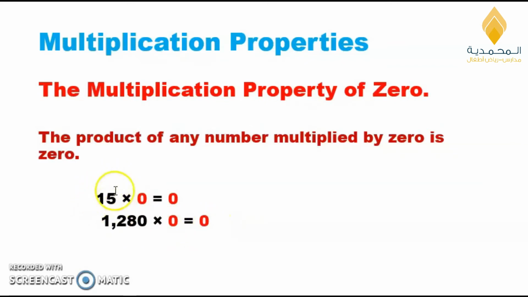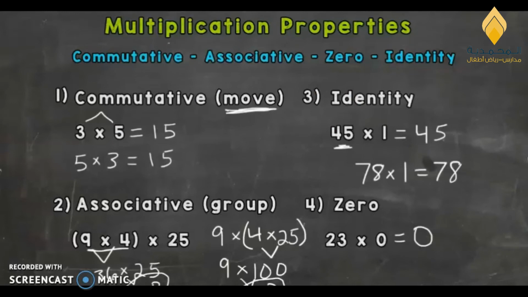So when we multiply any number by 0, it will always give us 0. So the product of any number multiplied by 0 is always 0. This is the multiplication property of 0. And now let us do some more examples.